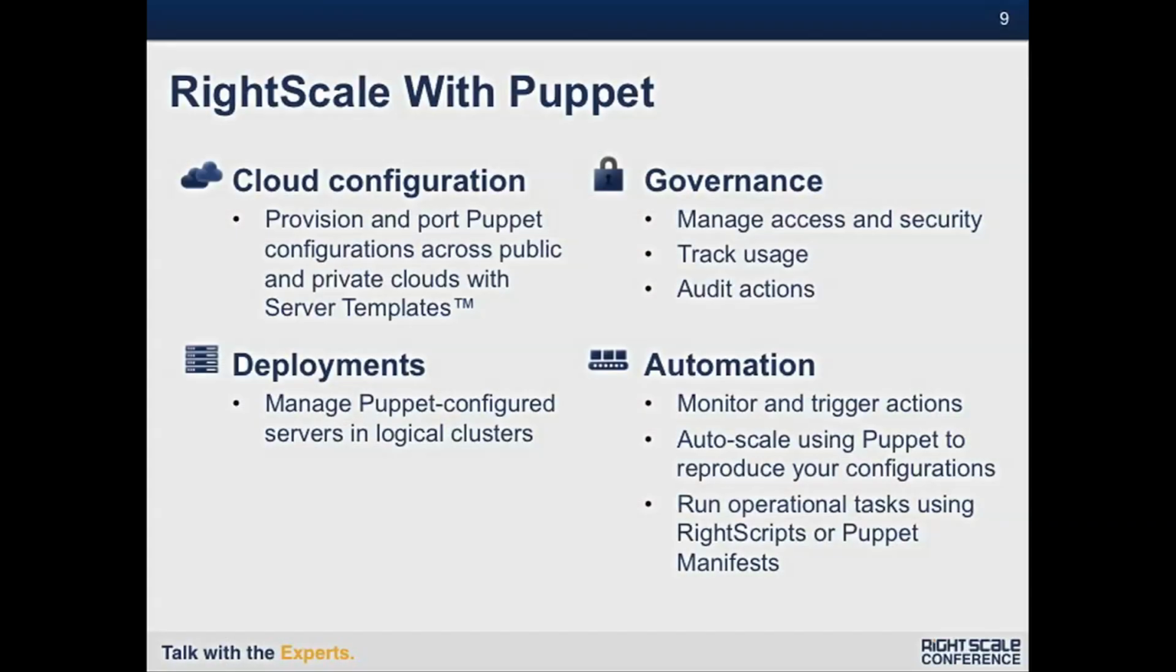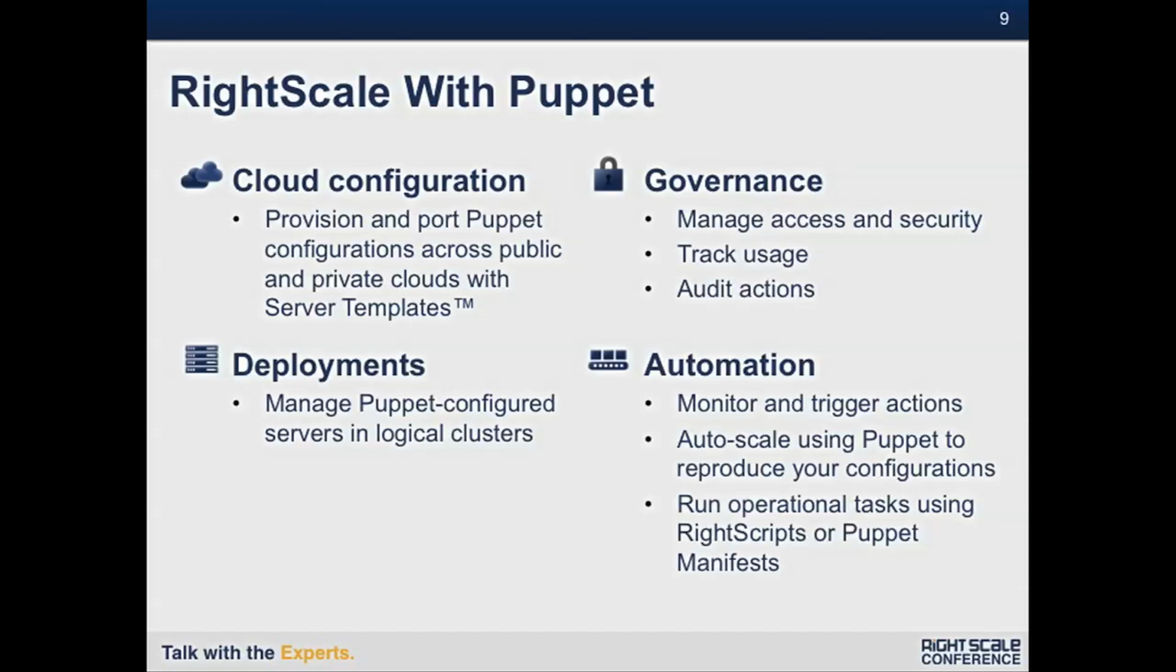Okay, great. So RightScale with Puppet, I think it's important to talk about how the two work together. I broke it into 4 pieces from a cloud configuration perspective: exactly how would you do this with RightScale? First, the ability to provision and port your Puppet configurations across your public and your private clouds with your server templates. So the ability to do this in more than one cloud, in more than one place, and use the RightScale management platform to do that. The two are very complementary to each other. And I think that's pretty important, both for folks that are here and folks that might be listening to this later. They work very nicely together, and they have specific roles.